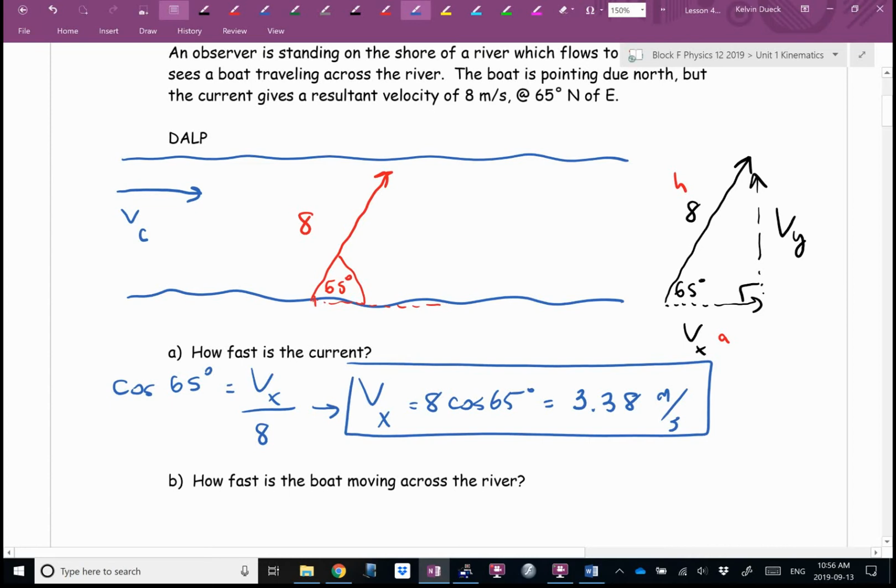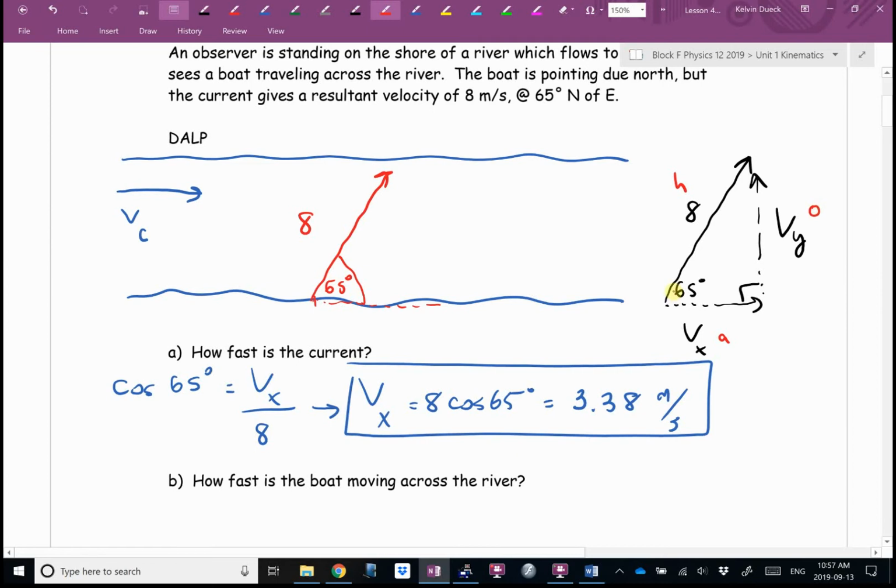Kenzie, what does B want me to find? Keep reading. Across the river, that's important. Which of those three vectors in my triangle is the speed of the boat traveling across the river? And I'm going to give you a hint. It's not the 8. The vertical, the Vy, that's the component. That's what's telling me how fast the boat is moving across the river. Vy, Mackenzie, opposite, adjacent, or hypotenuse?